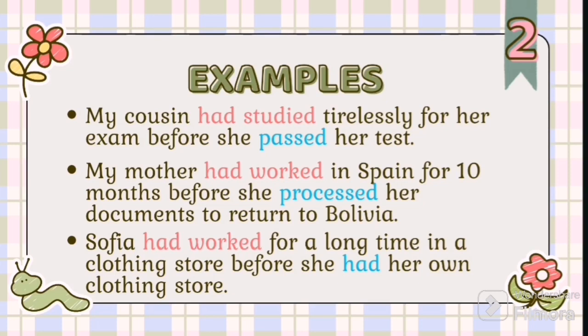Next, the last example, Sophia had worked for a long time in a clothing store before she had her own clothing store. Sophia is the subject, had is the auxiliary verb, worked is the main verb, and our second verb is had in form simple past.